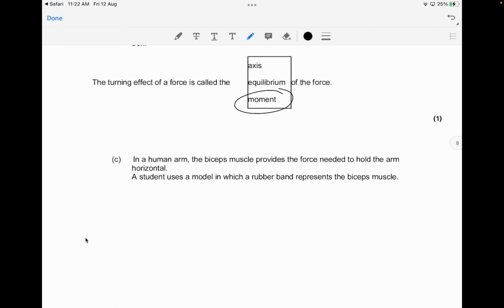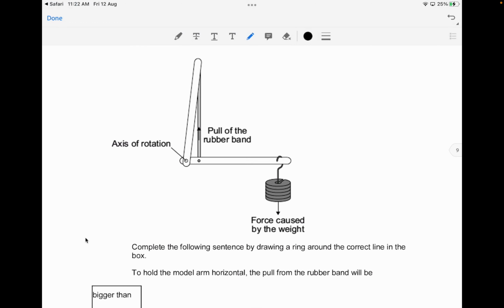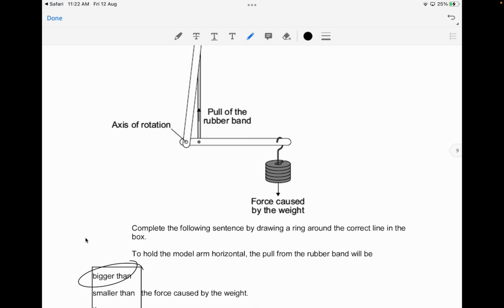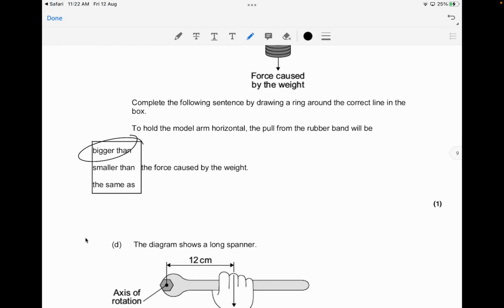And in a human arm, the biceps muscle provides the force needed to hold the arm horizontal. The student uses a model in which a rubber band represents the bicep muscle. To hold the arm horizontal, the pull from the rubber band should be bigger than the force caused by the weight. Alright, so the pull of the rubber band should be bigger than the force caused by the weight. Alright, let's move on to the next question.